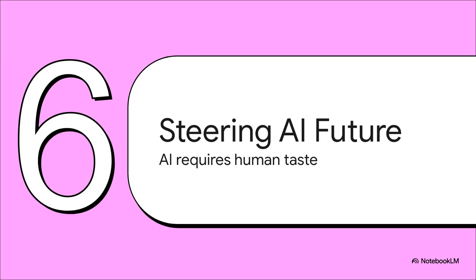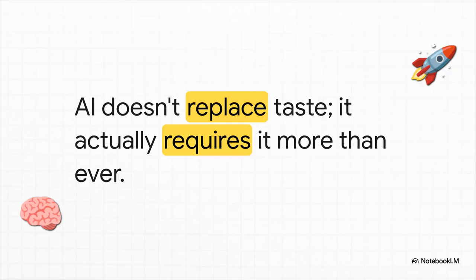Section 6. Steering the AI Future. AI requires human taste. So, what does this highly structured approach actually mean for us as creators going forward? Well, the main takeaway is this. AI doesn't replace taste. It actually requires it more than ever. Tools like Cursor and Claude are undeniably powerful engines, for sure. But an engine without a steering wheel is just going to crash into a wall of slop. You, the creator, still need a robust system to provide that design discipline. You still have to be the tastemaker.